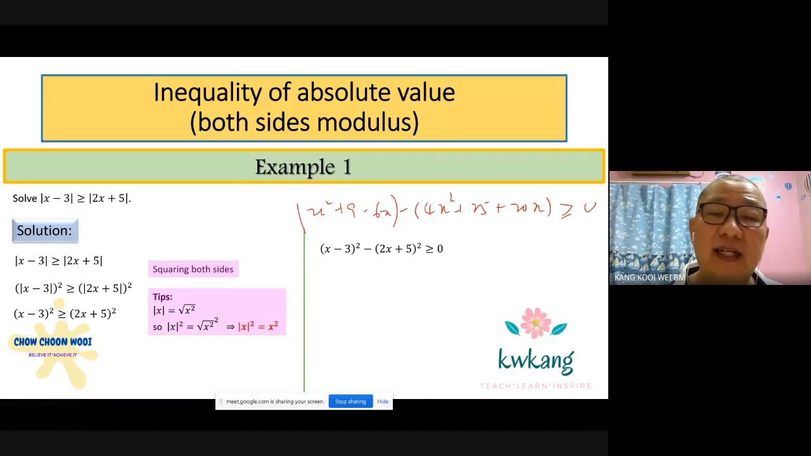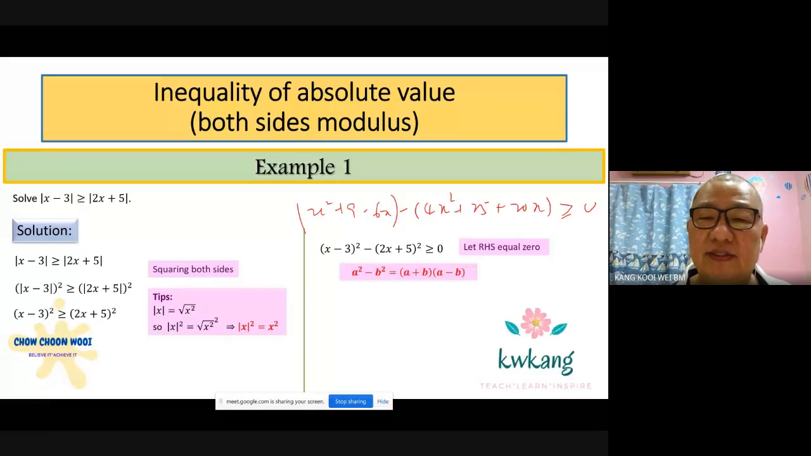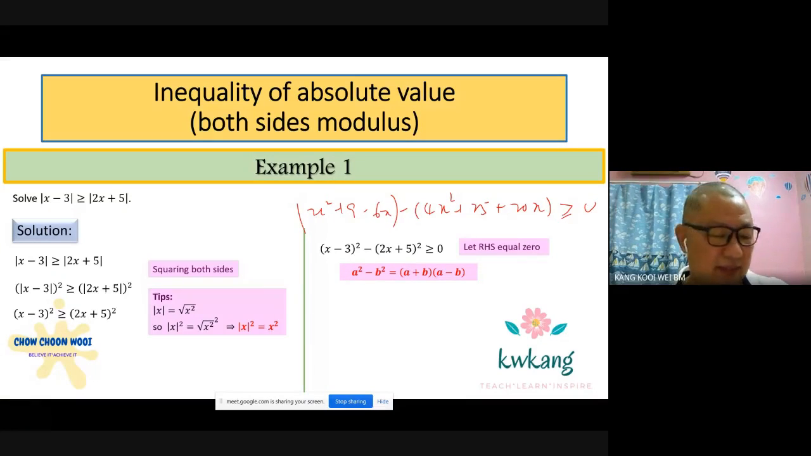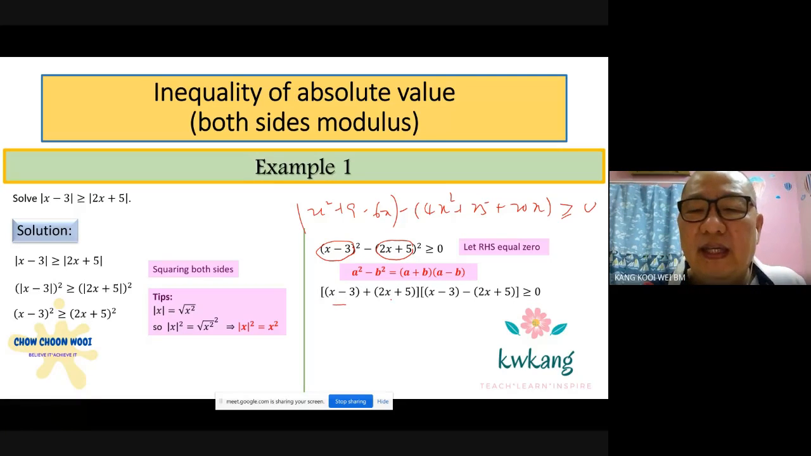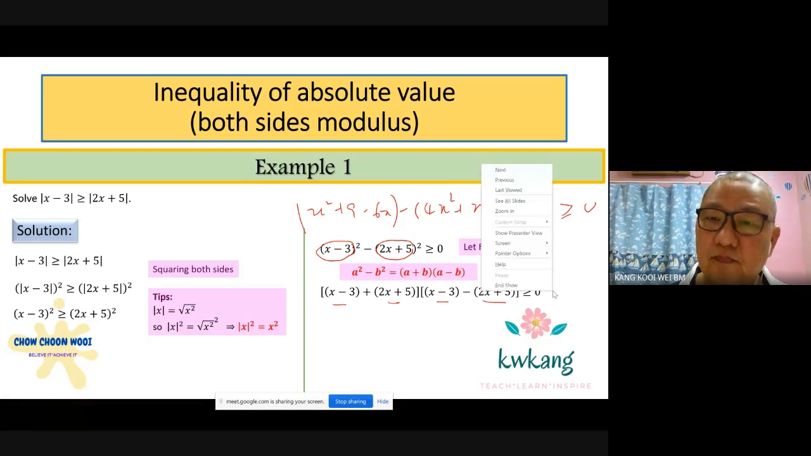If you don't want this, there is a technique you seldom use. But now that you are going into matrix, if possible, try to learn this technique. Let the right hand side equal to zero. By using a squared minus b squared equals a plus b times a minus b, we just simply substitute into the formula, rather than expand the quadratic.